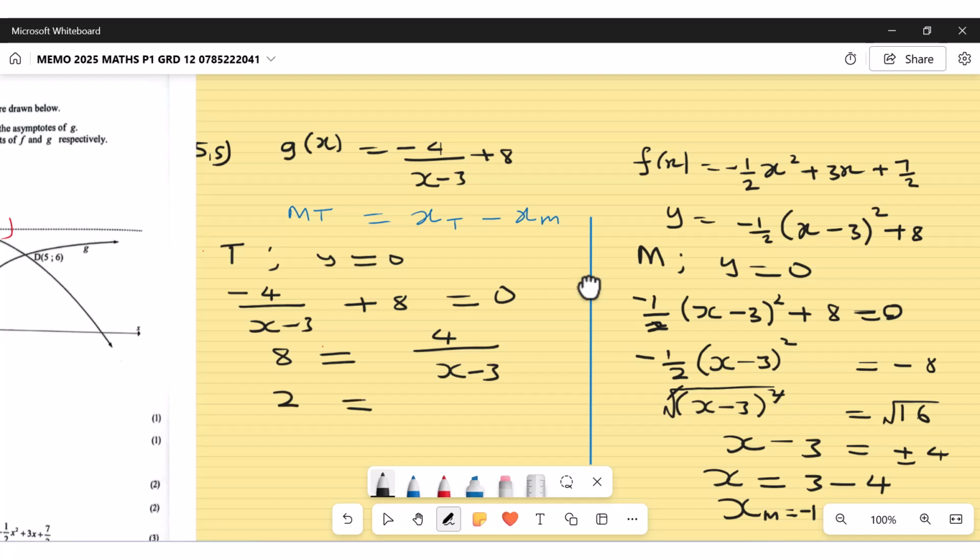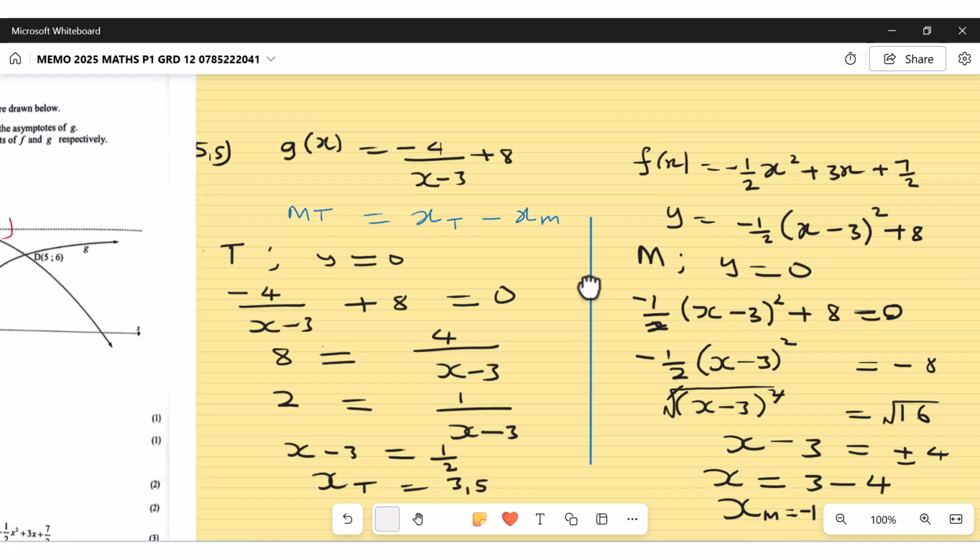So to get my x at T, the x at T is going to be 3 plus 1 over 2, which gives us 3,5. So that is my x at T, which is 3,5. Because I'm looking for MT, like I told you here, I must now subtract the x values. So I come back here.